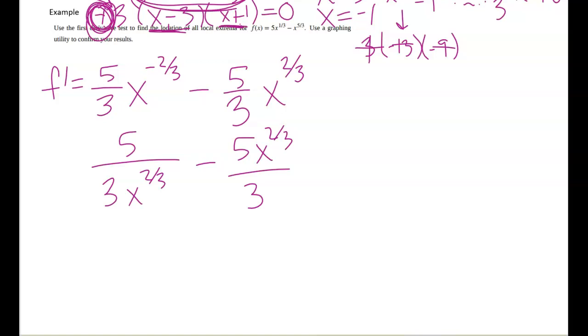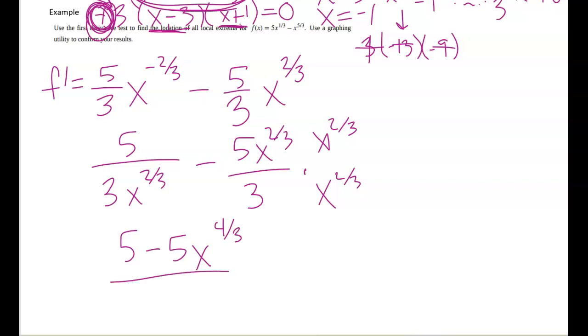Now I do want to make this have a common denominator. We're going to have to do some algebra work here. So let's multiply this by x to the 2/3 over x to the 2/3. And in the numerator, I'm going to have 5 minus 5 x to the 4/3, multiply like bases, add the exponential powers.